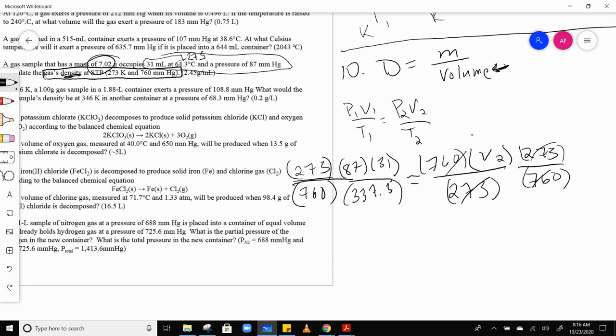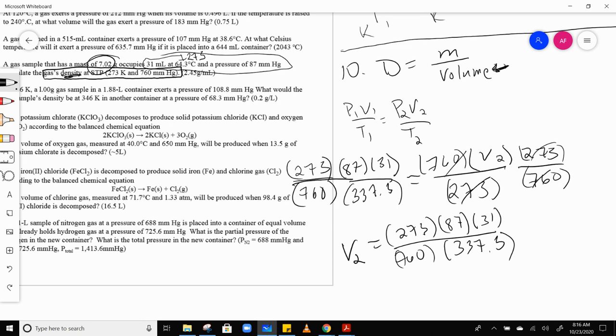Now, so V2, I'm just going to move V2 to the other side, so V2 equals 273 times 87 times 31 over 760 times 337.3. Okay, so let's do the math here. So I'm doing 273 times 87 times 31, and then I'm doing divided by 760 and then divided by 337.3.